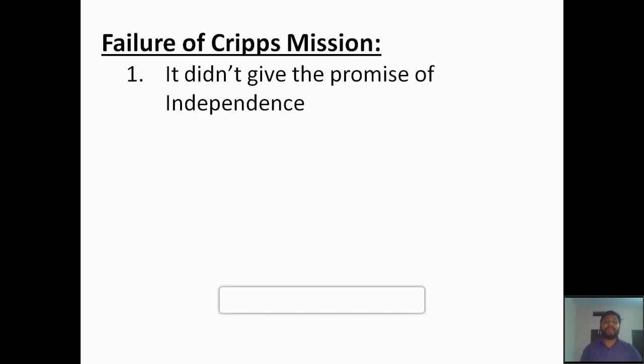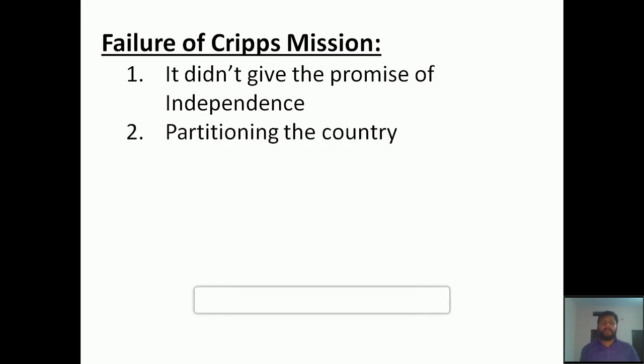First one, it didn't give the promise of independence. All the leaders of our nation, all the people of our nation were waiting for a chance to get freedom from the British, and the Cripps Mission never promised it. They never spoke about independence of our nation. Second one says that it includes the partitioning of the country.